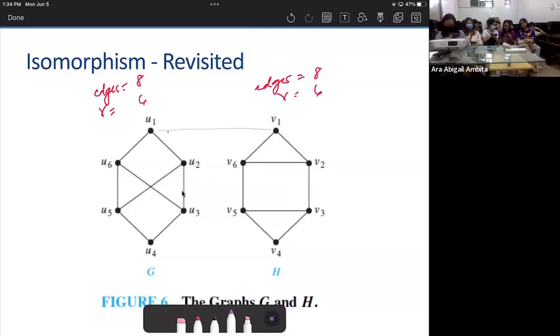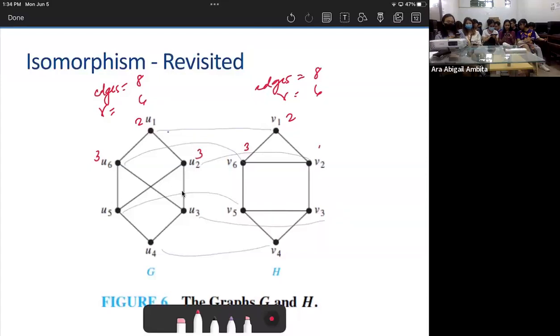Itong si U to V, U1 to V1, then U2 to V2, U3 to V3, and then U4 to V4. Okay? So, ilan yung incidents or incoming or adjacent na edges ni U1? Ni U1, dalawa. Right? Si V1, dalawa din. Si U6, tatlo din siya. Si V6, 3 din.